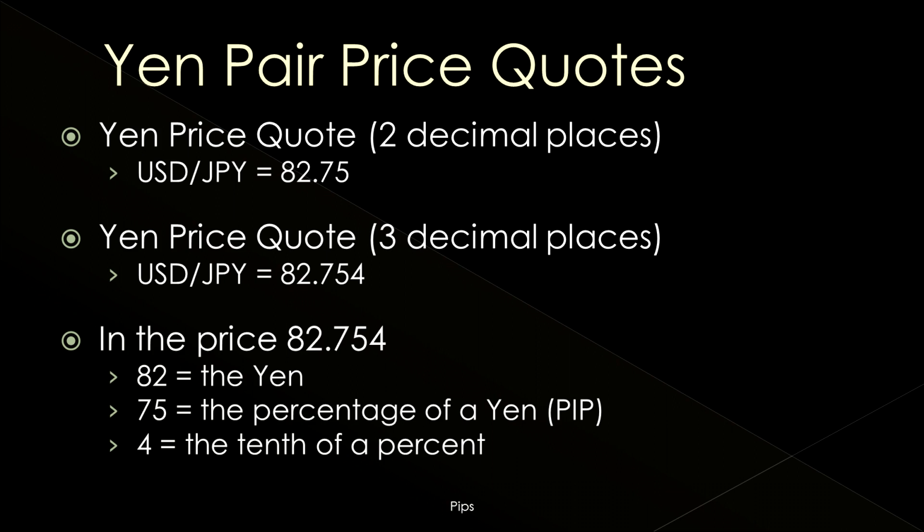Now, in the yen price quote, we have 2 decimal places. So, for example, USD JPY would be quoted as 82.75, for example. Or, in some cases, we could see the yen price quote for the same currency pair having 3 decimal places, for example, 82.754. Now, in the price 82.754, 82 is the yen, 75 is the percentage of a yen, and 4 is the 10th of a percent.